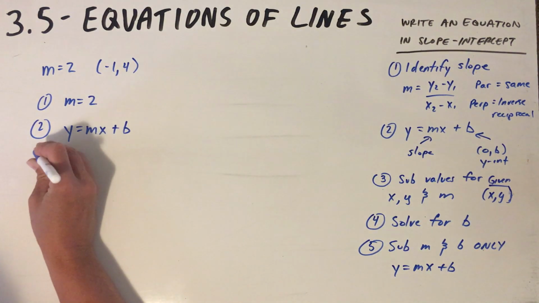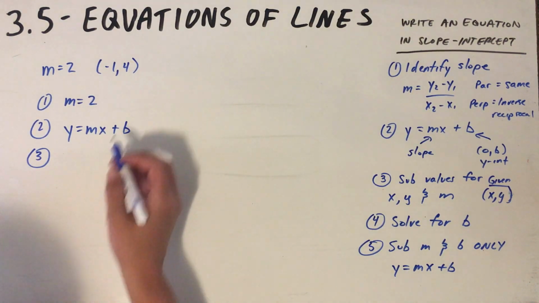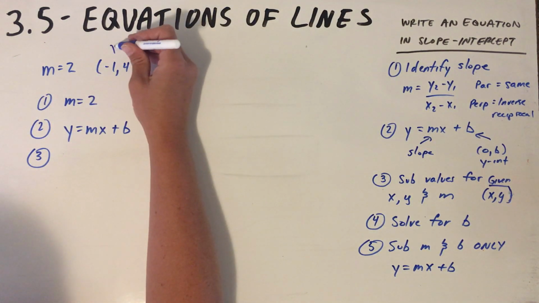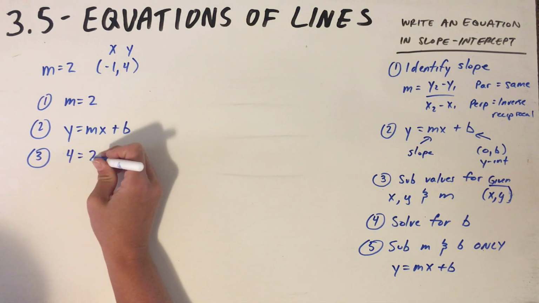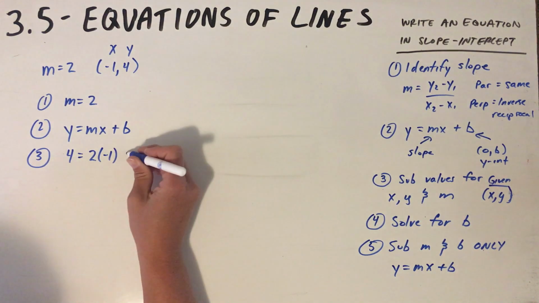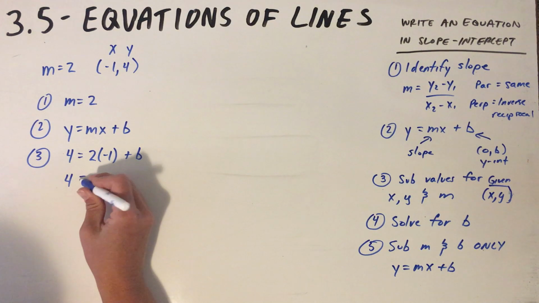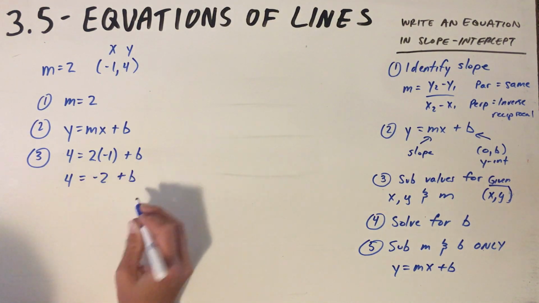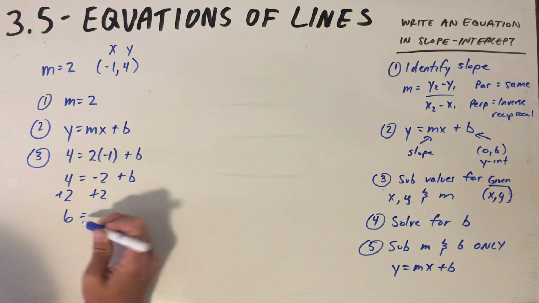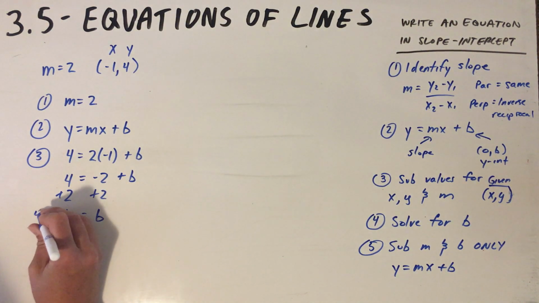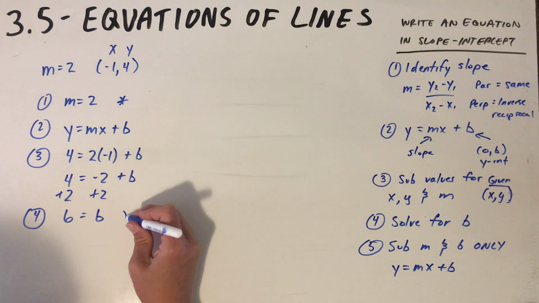My third step is to substitute the values of y, m, and x, because I have them. I have all of them right here. This is my x value, and this is my y value. So when y is 4, and m is 2, and x is -1, what is b? B is the only thing I don't know here. So I'm going to solve for b. To solve for b, I just have to add 2 to both sides, and I get that b is 6.